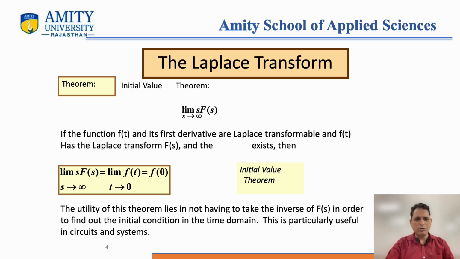If we have a function f(t) and its first derivative, and the Laplace transformation of f(t) is noted by F bar s, F(s), then there exists the limit as s tends to infinity of sF(s). As we have defined, the limit as s tends to infinity of sF(s) should be equivalent to f(0), the limit as t tends to 0 of f(t). It is known as the initial value theorem.